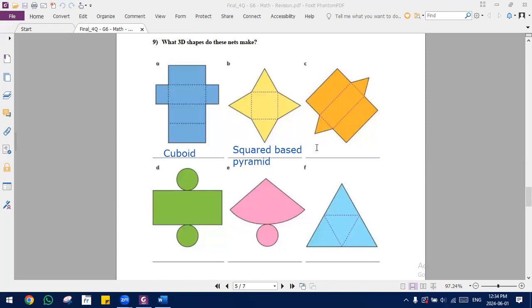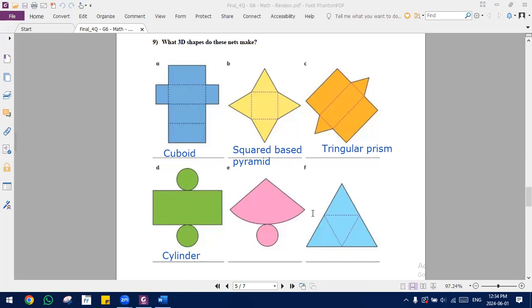Here we have triangles and rectangles, so it's a triangular prism. Next one, 2 circles and 1 rectangle. This is easy. When you fold it, you will get a cylinder.